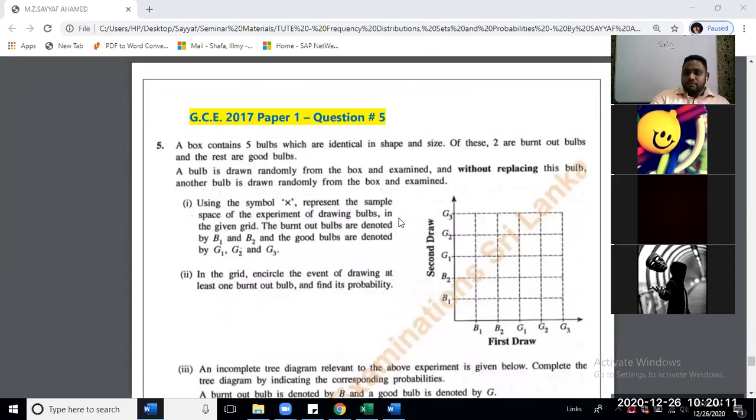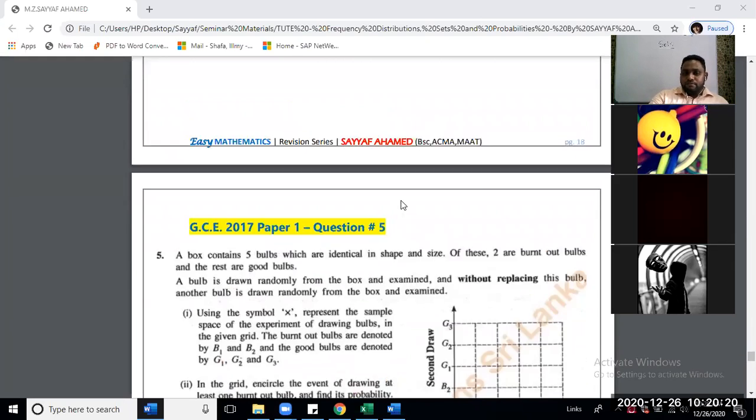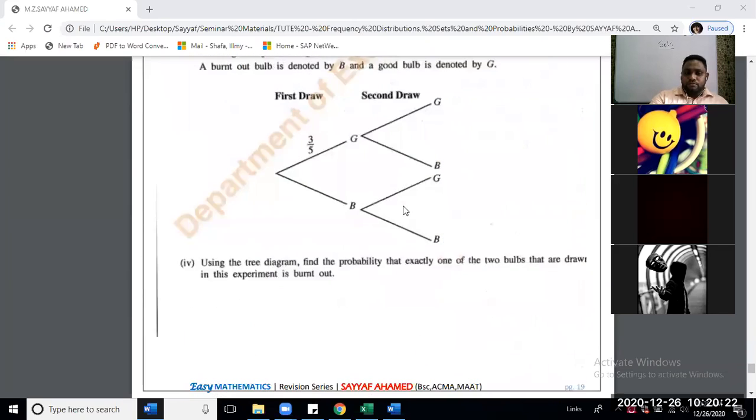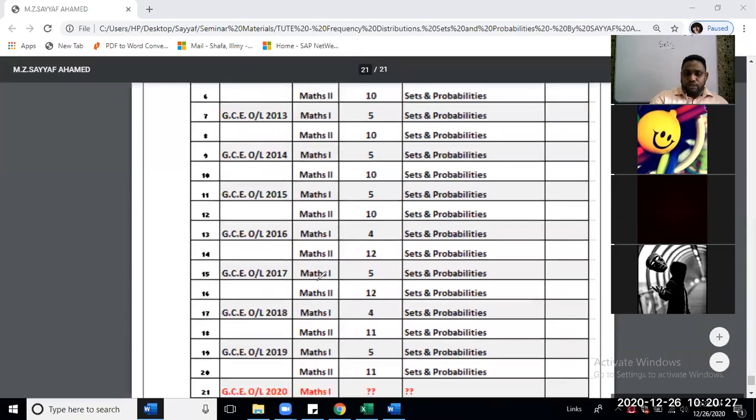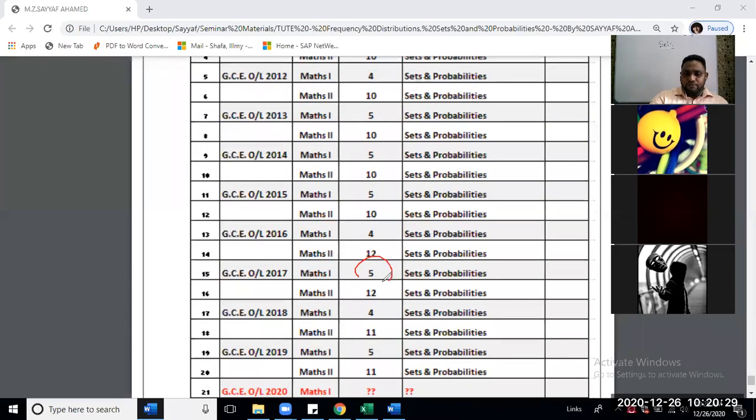If you have done this, perfect, all right, but let's confirm and redo it. So the GCE O level 2017 paper 1 question number 5, from your paper discussion, is the question that we are going to do. You are done almost. And you can do all the rest of the questions and tick them off. So everything is there, so it's up to you whether you're going to practice or not.